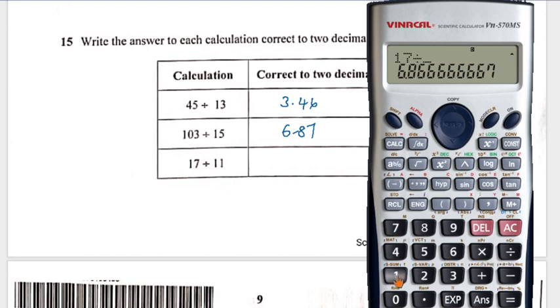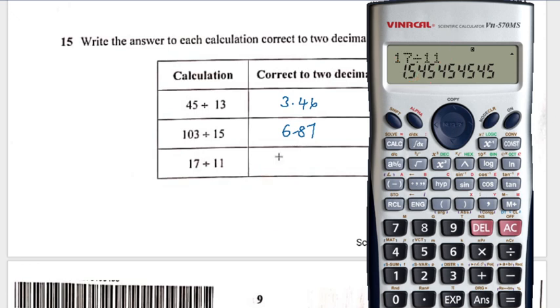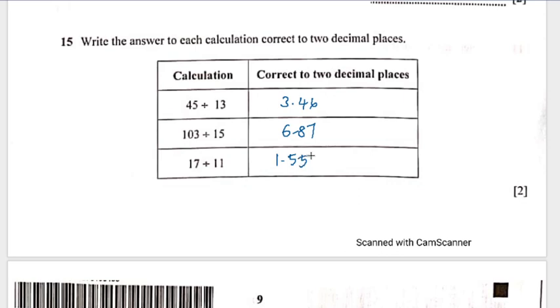17 divided by 11, we got 1.54. But the next digit is 5. If it is 5 and above, we have to add 1 to the previous digit, the 4. So it becomes 1.55. That's how you do it. Very simple, but make sure you round off correctly.